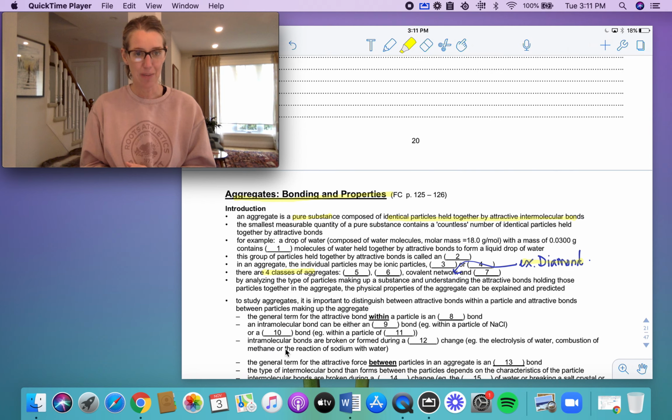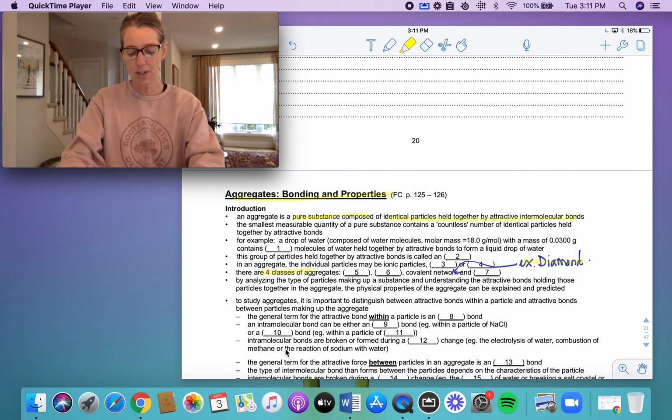the molecular compounds. Okay, so what are we talking about when we use the term an aggregate? We're really talking about one type of substance. Okay, an aggregate therefore is a pure substance composed of identical particles that are held together by attractive intermolecular bonds.